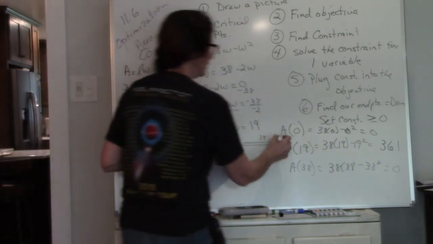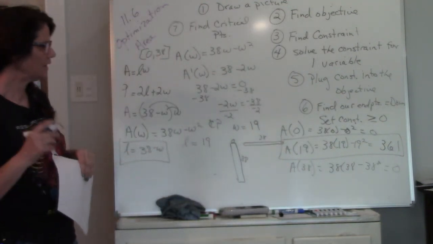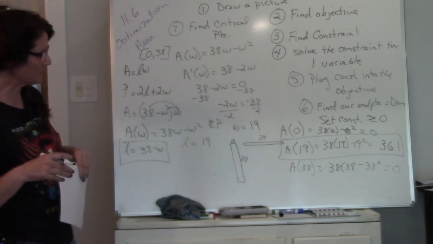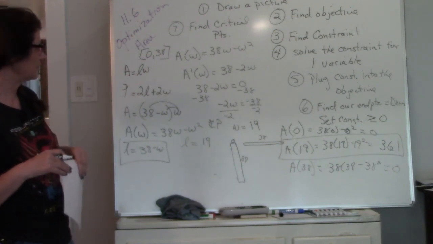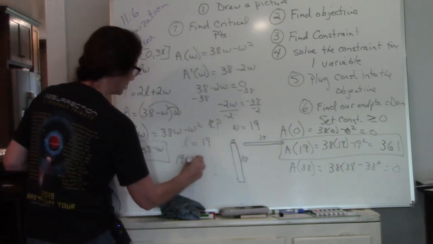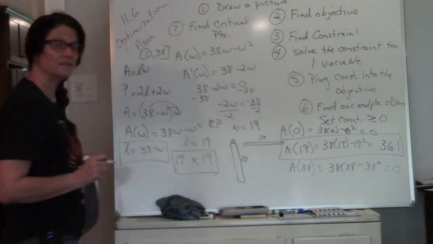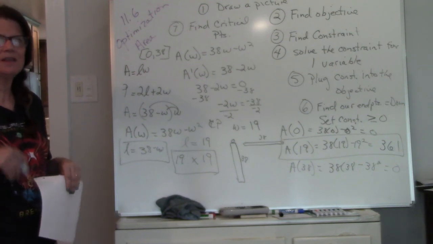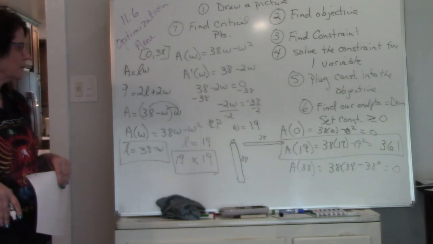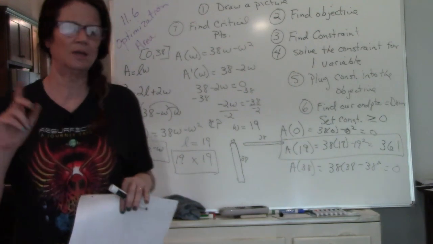Okay, so this tells me that my maximum area is 361 feet squared. My width is 19, and my length is 19. So the dimensions are 19 feet by 19 feet, and I get a total of 361 square feet. Okay? So let me do one more using area, and then we'll do the next kind.